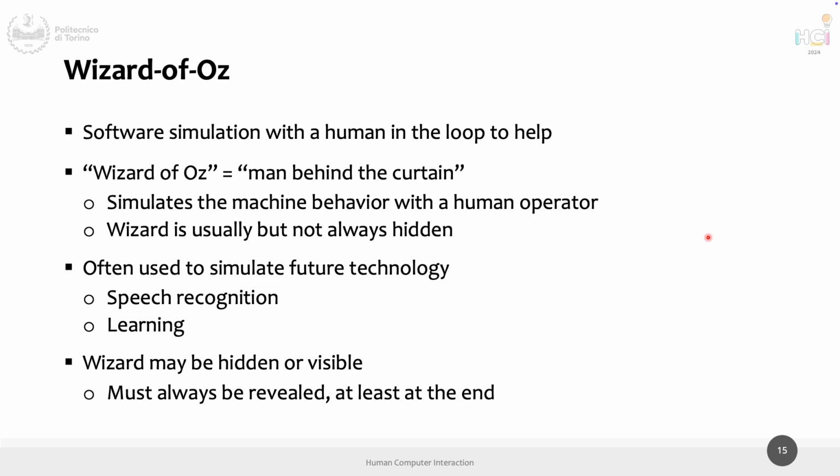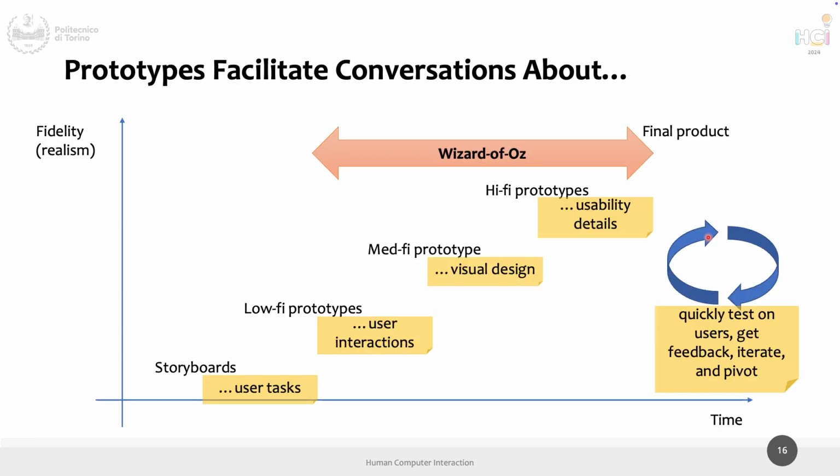Just pick a person who is expert enough to realize what the technology is doing in a realistic, quick way. So this is a technique often used to simulate future technology, and the wizard is typically hidden, like in the movie, so it's not visible to the participant, to the person using the technology. It's always revealed, however, at the end. So in any case, the fact that the piece of technology is fake, even just for ethical reasons, should be revealed at the end to the participant, to the person who tried everything.